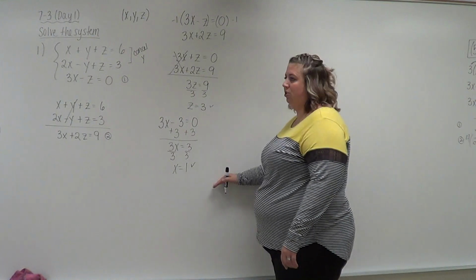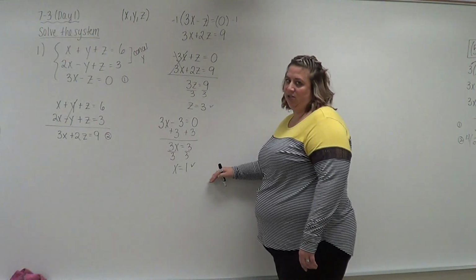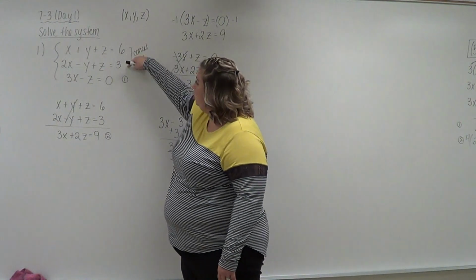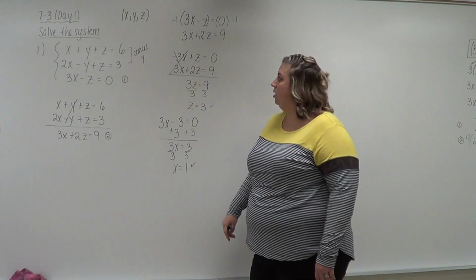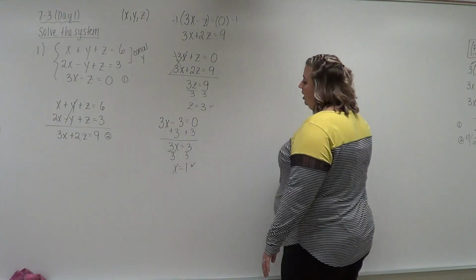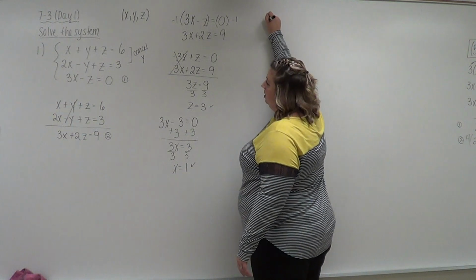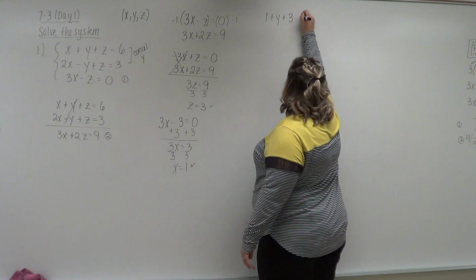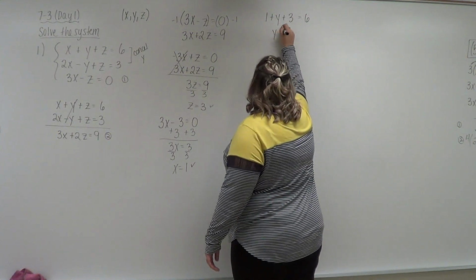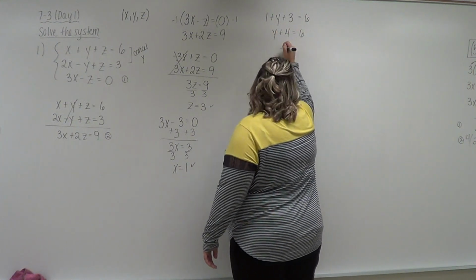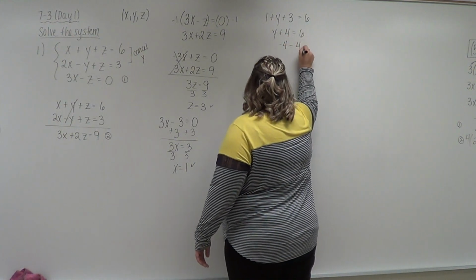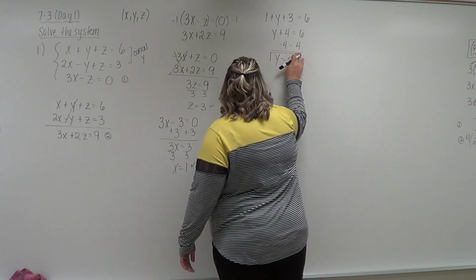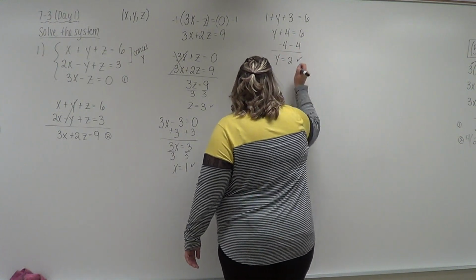After you have two of the answers, you take both of these answers and plug them into one of the equations that has all three. We have the first one and the second one that both have all three. I'm going to go with the first one just because it's easier. So I would have 1 plus y plus 3 equals 6. So this would be y plus 4 equals 6. Subtract 4, so I get y equals 2. So that's my third one.